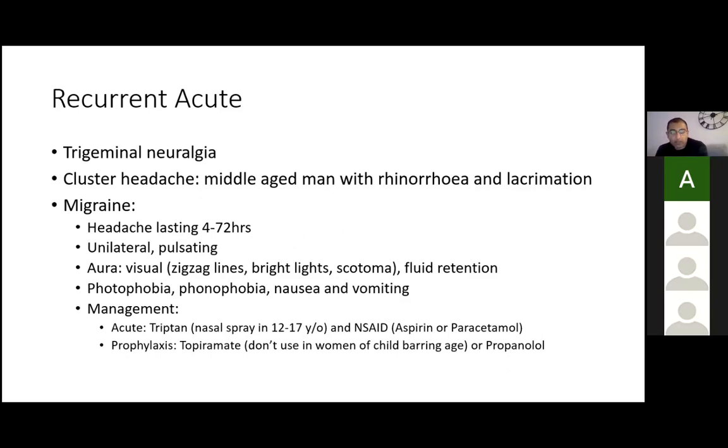Recurrent acute headaches: again, trigeminal neuralgia, cluster headaches, migraines, with headaches lasting 4 to 72 hours. They'll have an aura, so visual aura, photophobia, and then the management will be triptans and NSAIDs, and for prophylaxis we can use things like topiramate, which is an anti-epileptic, and propranolol.